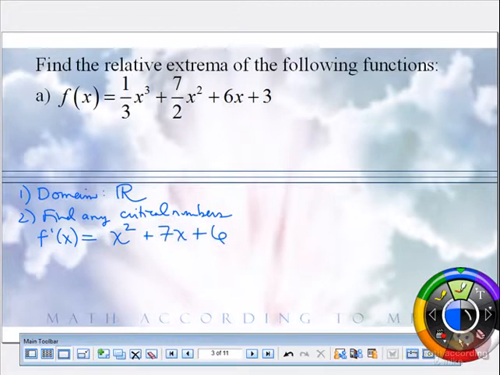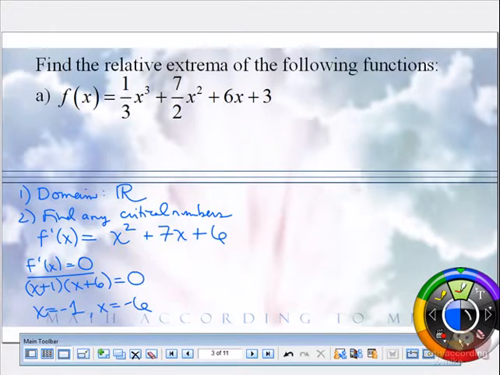Good. So we're first going to see where the derivative is 0. How does x squared plus 7x plus 6 factor? X plus 1, x plus 6. Good. So setting each factor to 0, we get x equals -1 and x equals -6. Alright.